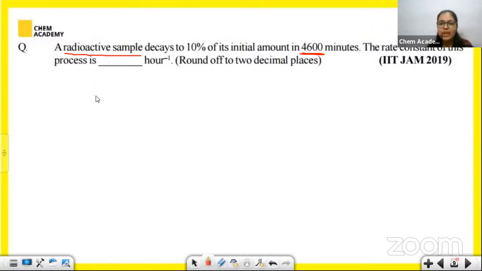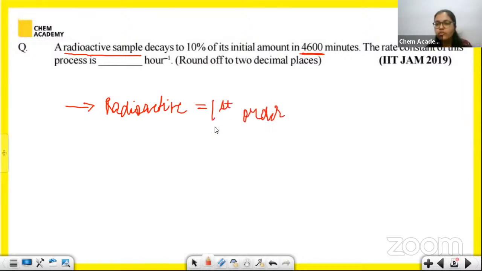Now, one very important thing to remember in this question is, whenever radioactive is mentioned in the question, it means it is a first order reaction.